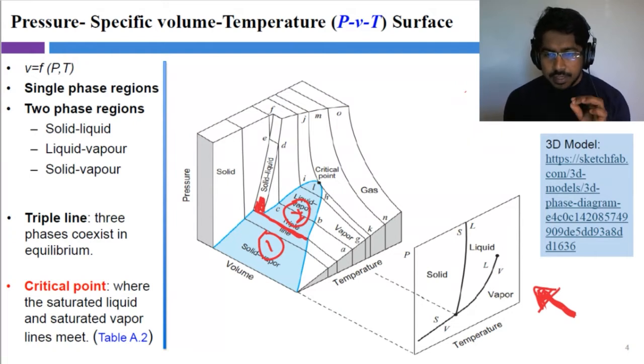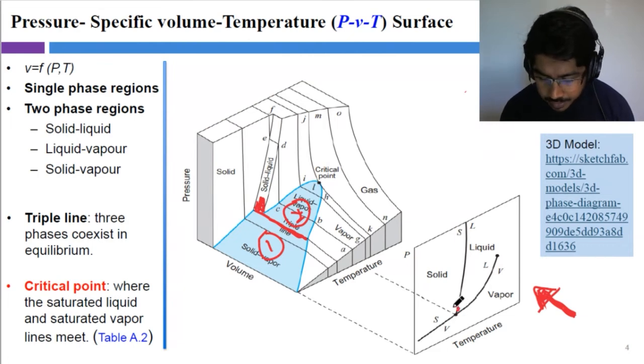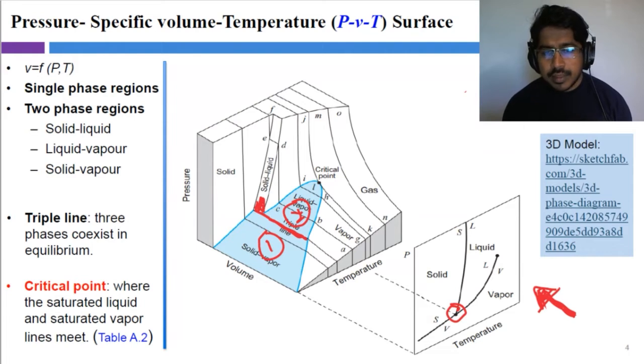Perfect. You guys are nailing it. So it's going to be a dot, right? You can see it here. On a PT diagram, we call it the triple point instead of the triple line, because in a PT diagram we don't see a line.